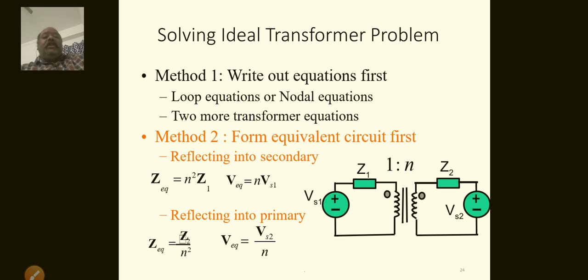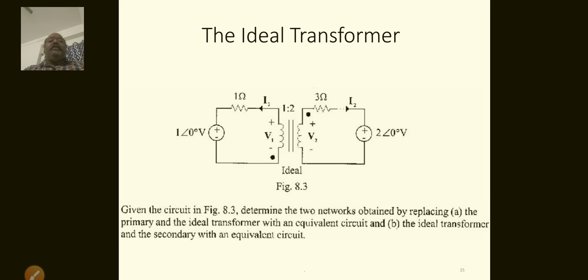So now reflecting into the primary, Z equivalent equals Z2 by n square, and V equivalent equals Vs2 by n. This is reflecting into the primary. Reflecting into the secondary means Z equivalent equals n square into Z1, V equivalent equals n into Vs1. But for the primary, Z equivalent equals Z2 by n square, V equivalent equals Vs2 by n. So this is how to solve the transformer problem if they give any problem like that, an ideal transformer.